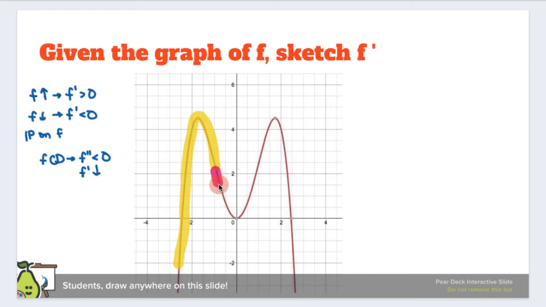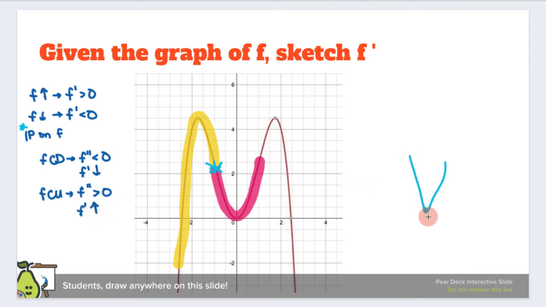So now let's look here where f is concave up. That would mean that f double prime is greater than 0. F double prime greater than 0 would mean f prime is increasing. So this inflection point is happening right here. That's an inflection point on f. That's where f is changing concavity, in other words, where f prime is changing from decreasing to increasing. If f prime was going from decreasing to increasing, isn't that a min? So inflection points on f are probably going to look like mins and maxes on f prime.